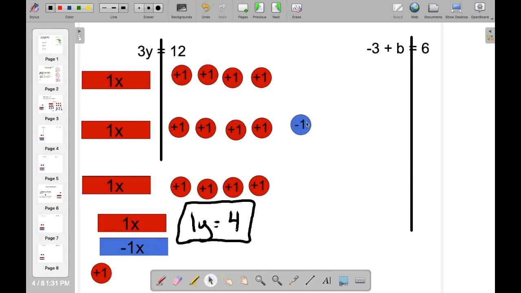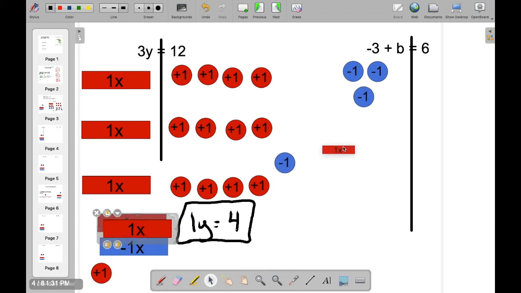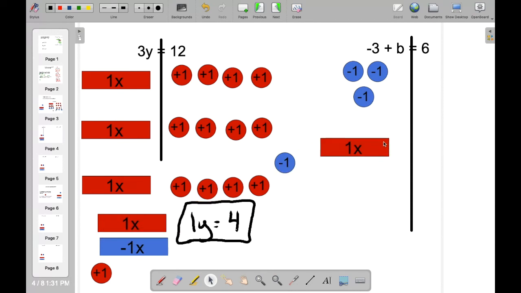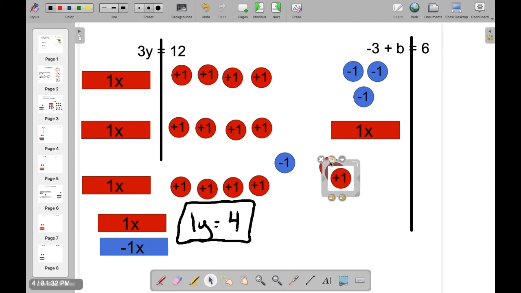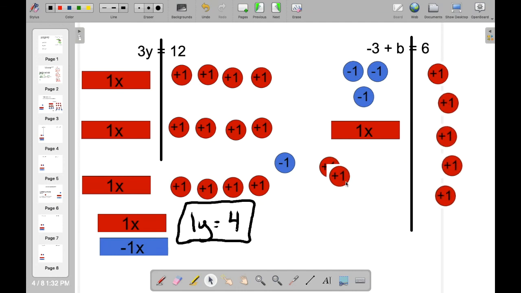So move these over here. I'm going to add 3 negative chips to the left side. And I'm going to add a positive variable to the left side. Whoops, there we go. And on the right side, I need 6 positive chips. Okay, so I'm getting better at this process. Takes practice. Okay. Now, we talked about this on the first one.